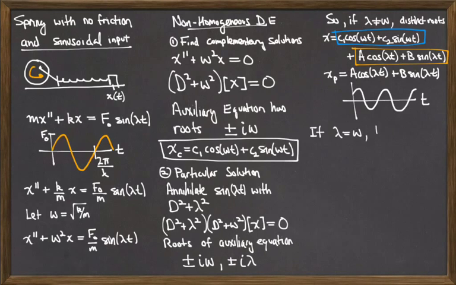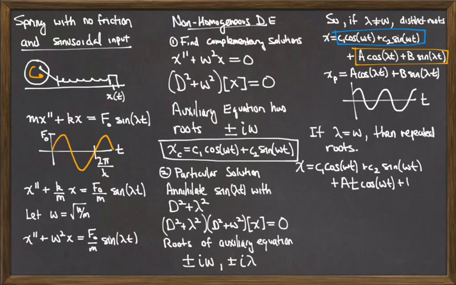The other case is when lambda and omega are equal to each other. Then we have repeated roots. If I write down the solutions now to this fourth order differential equation, I will see the complementary terms again, the cosine and sine of omega t. But now, because I see a repeated root, I'm going to see a factor of t in the other two terms with the same angular frequency omega t. So t times cosine and t times sine.